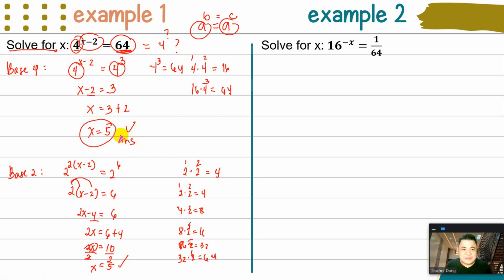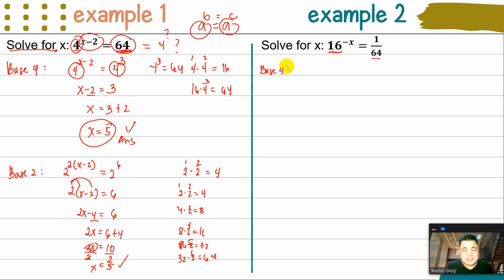Alright, so for you to better understand, let's answer number 2. Solve for x. We have 16 raised to the power of negative x equals 1 over 64. So how can we solve? So we have 16 and 64. We cannot use 16 as a base. Why? 16 times 16 is not 64. So it means that we are going to use a base which is common to 16 and 64. What is that? Teacher, can we use 4? Yes, let's see.